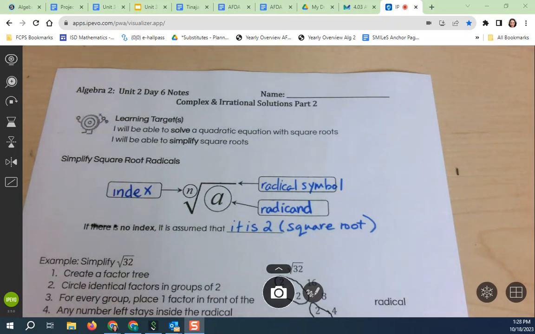So a square root is trying to find that number times itself that gives you that radicand. If it were a cube root, it would be that number times itself 3 times that would give you that radicand. But today we're just doing square roots.